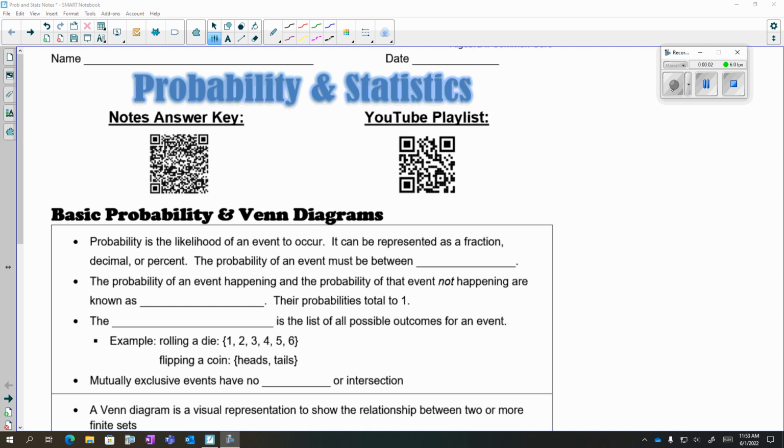These are your review notes for probability and statistics. We're going to start off with some basic probability.